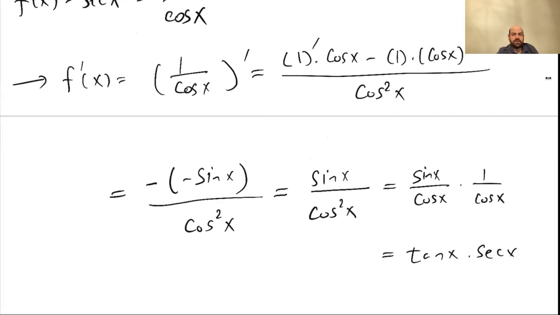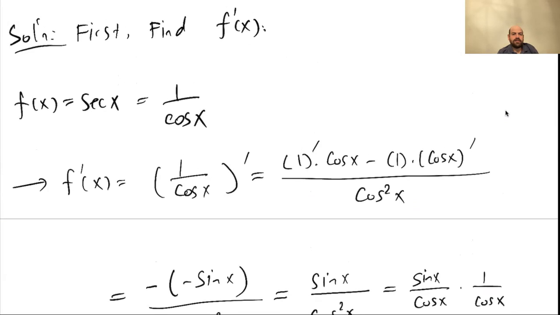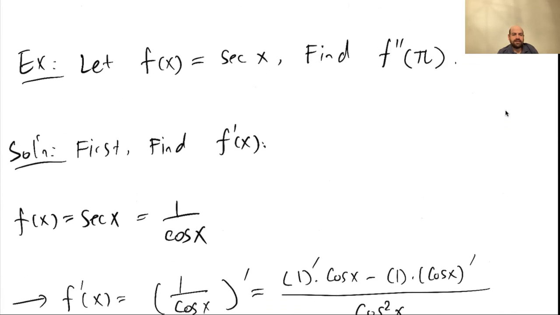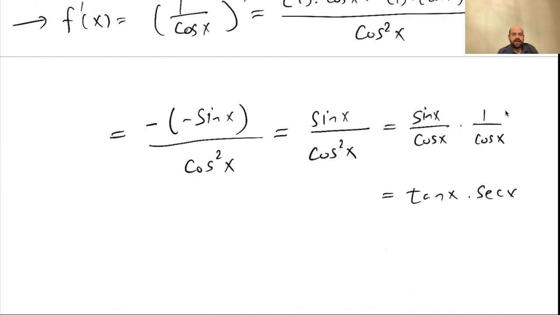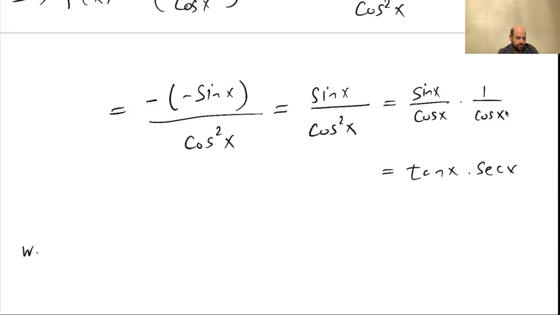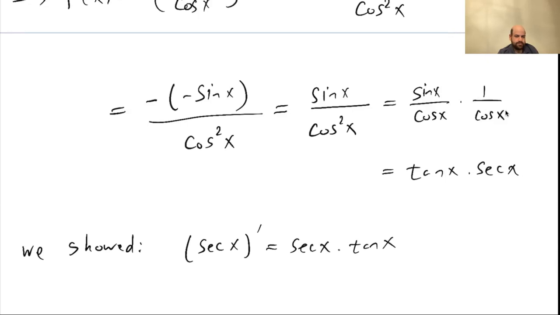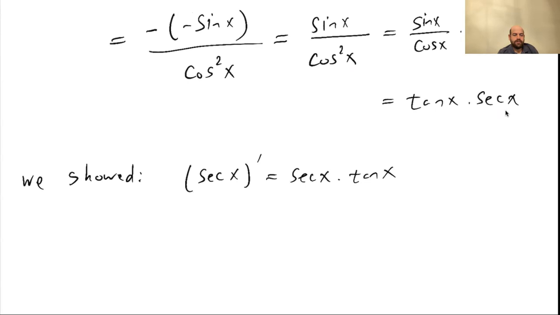So see, what did we show here? We showed that if f of x is secant x, the derivative of secant x is tan x times secant x. So the derivative of secant x is equal to secant x times tan x. Okay, so this is for the first derivative.